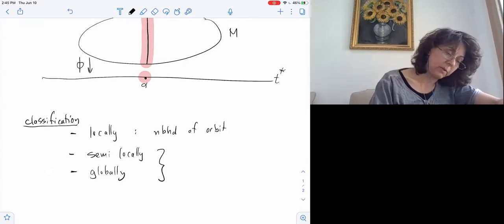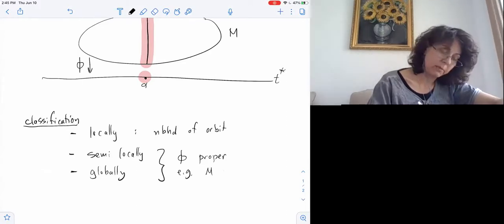To be able to do that, you need some assumption. We assume that the momentum map is proper. In particular, this works when the manifold is compact.